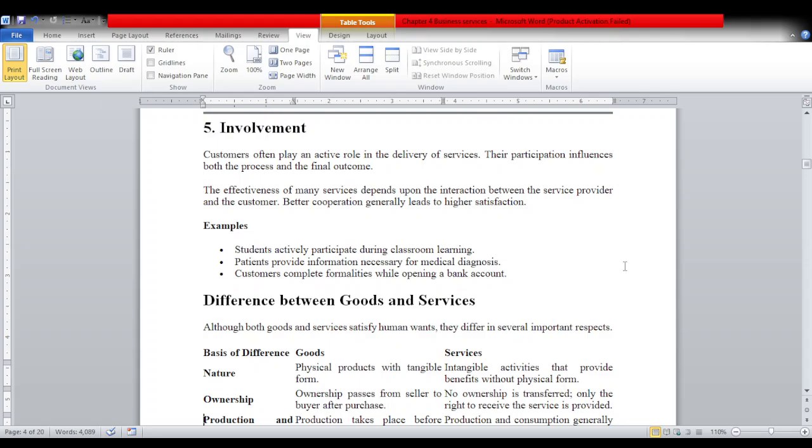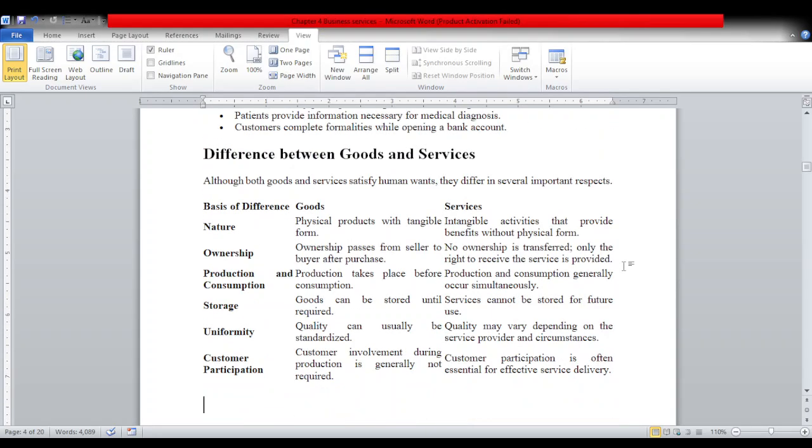So these are the five basic and important characteristics of services. Here we have the difference between goods and services, as we have already discussed, and all the elements of services are definitely opposite to goods.